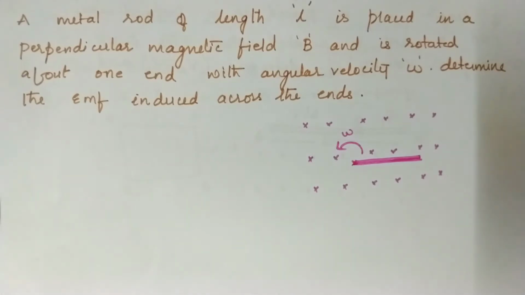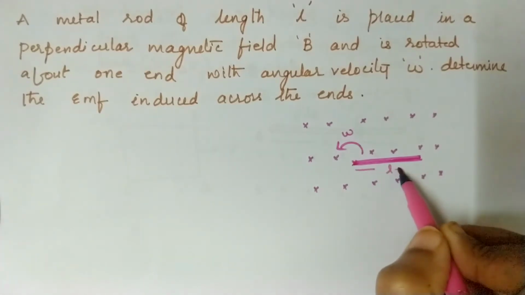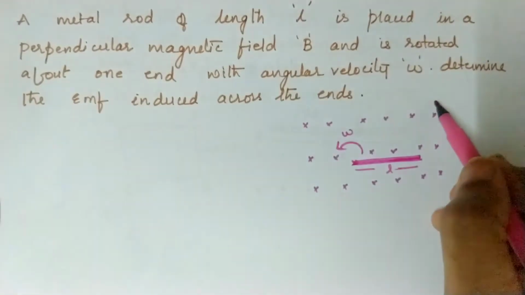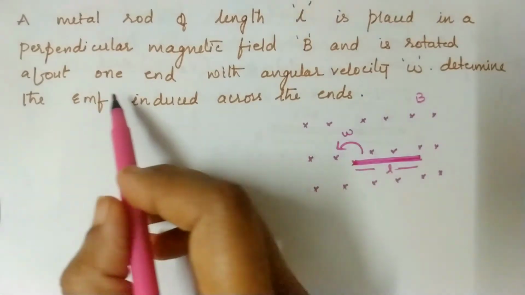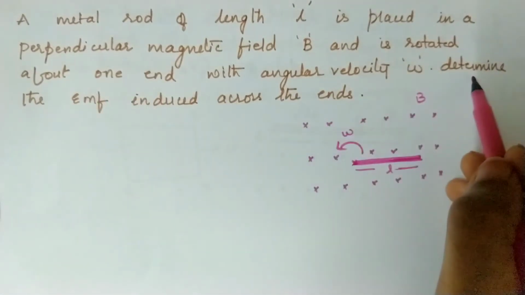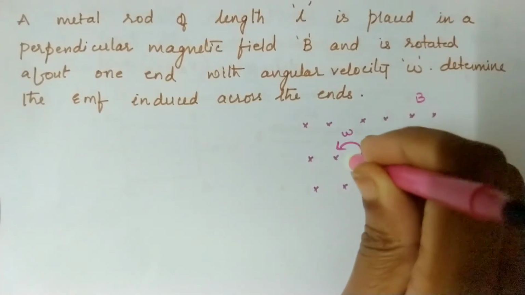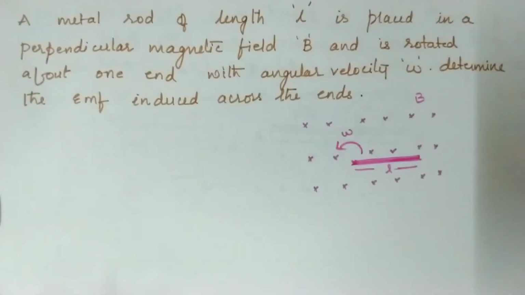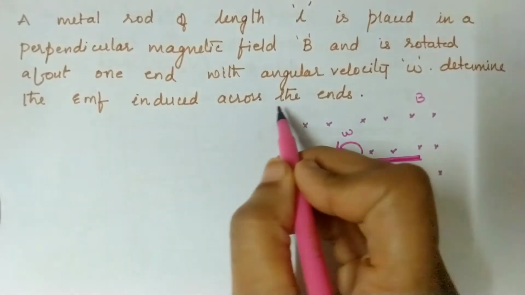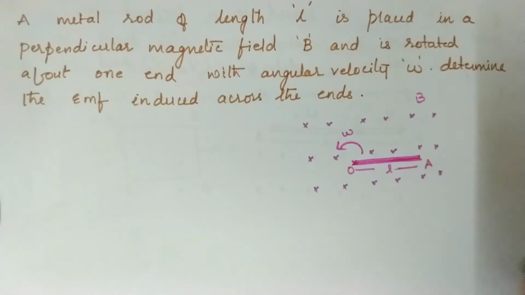This is a question where rotational motion is given for a metal rod. It's a metal rod whose length is equal to L. It is placed in a perpendicular magnetic field. Field is given as B, and then it is rotated about one end of the rod, with omega as the angular speed. That means we are going to rotate this rod about this axis in anti-clockwise direction. Then what is the induced EMF across the ends of the rod? So between the points O and A, we are going to find out the induced EMF.